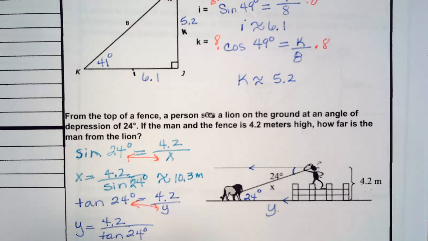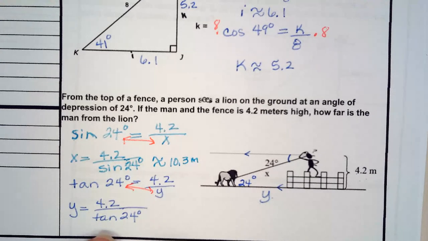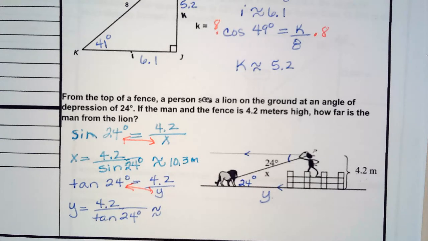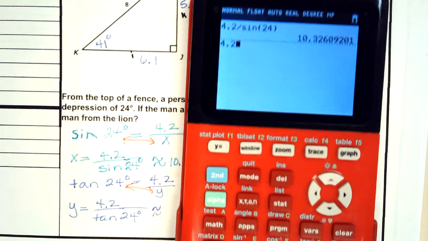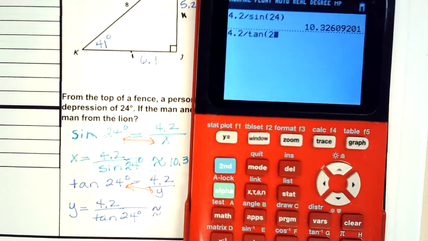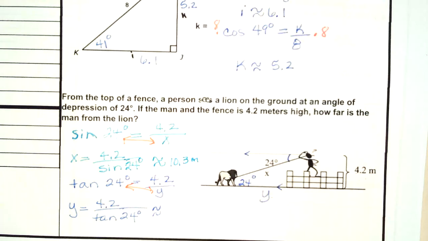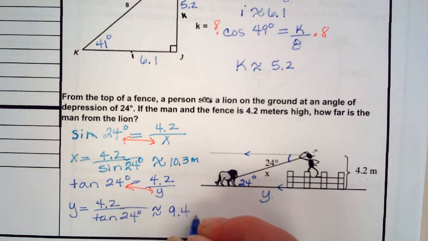Okay, now this is the actual number. This is not an approximation. We don't get the approximation until we put it into the calculator. 4.2 divided by the tangent of 24, and you get 9.4. That would be 9.4 meters.